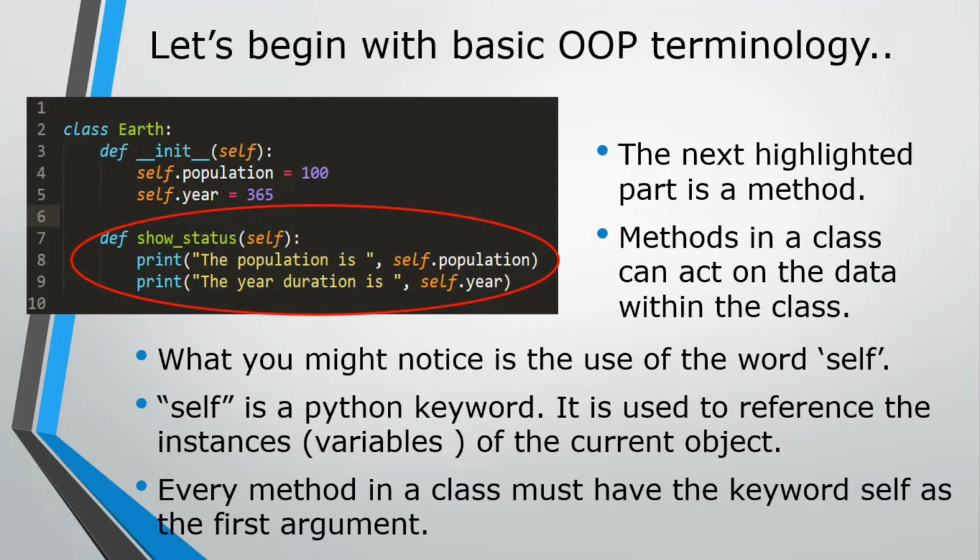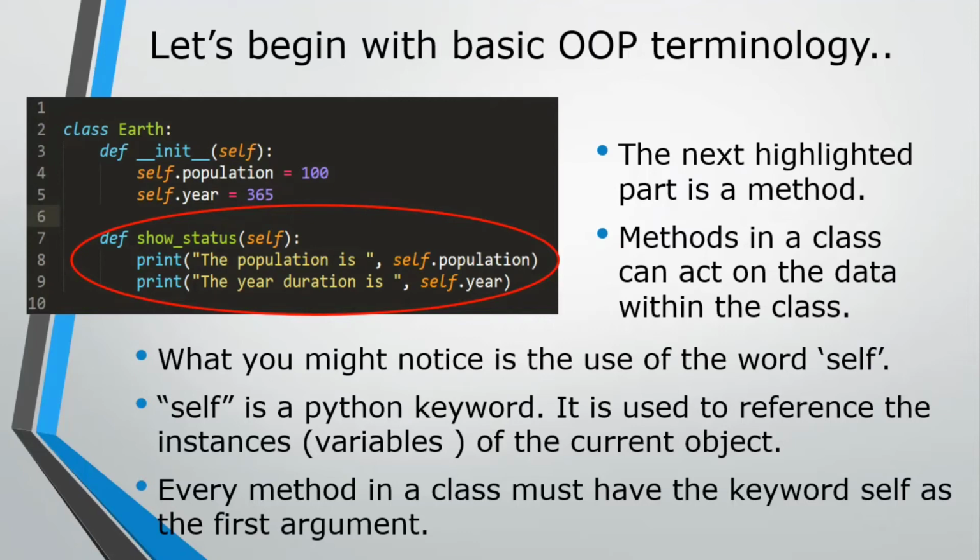This is just a normal method in a class. Normal methods work with data. They can change the data, they can print stuff or whatever. It depends on them. Now, what you might notice is the word self. Self is always used whenever you are doing object-oriented programming in Python. Self is a keyword in Python. It is used to reference the instance of the current object. Even if you don't understand what self means, that's perfectly fine. You will get a much deeper understanding when we actually go to the code.